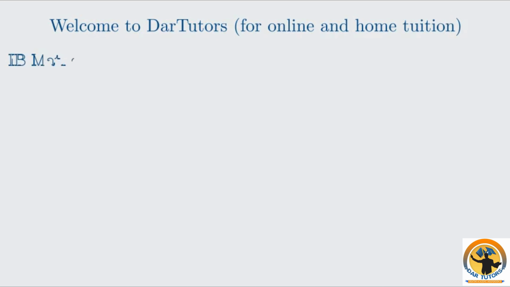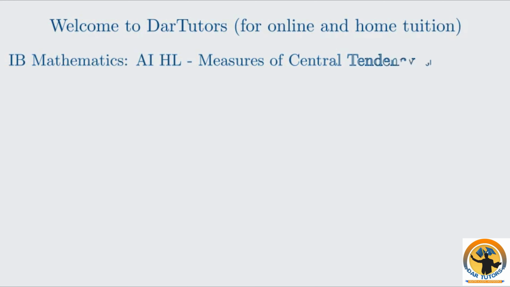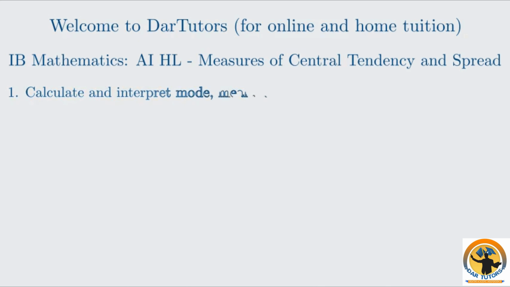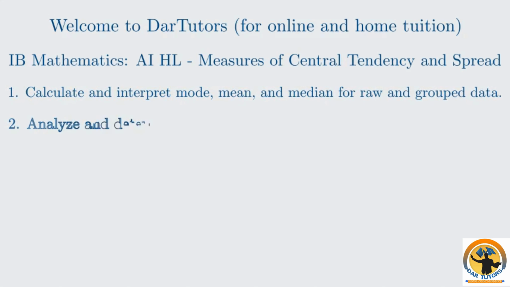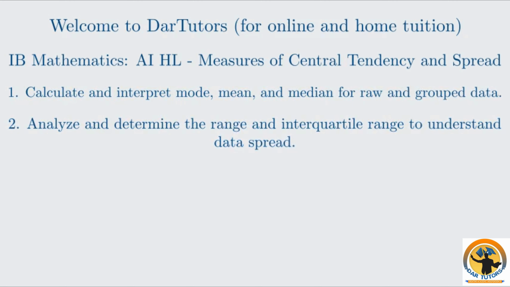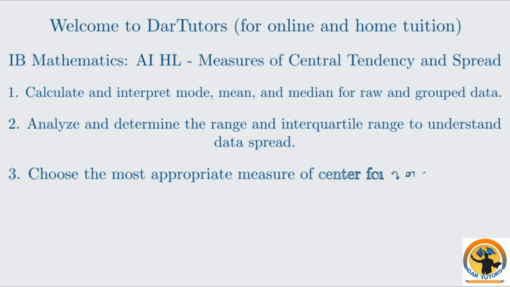In this video, we will explore key concepts in IB mathematics, applications and interpretation higher level, focusing on measures of central tendency and spread. By the end of this session, you will be able to, first, calculate and interpret the mode, mean, and median for both raw and grouped data. Second, analyze and determine the range and interquartile range to understand data spread. And third, make informed decisions on which measure of center is most appropriate for a given context.